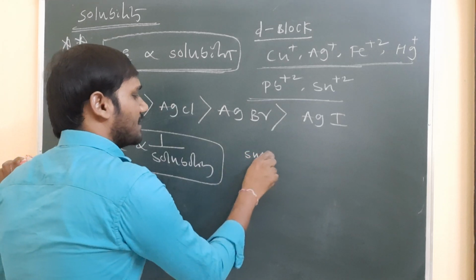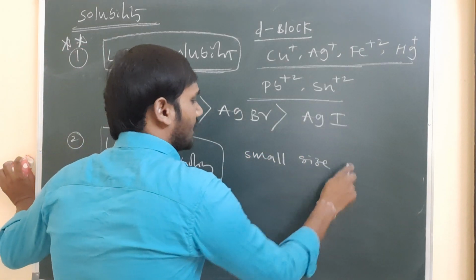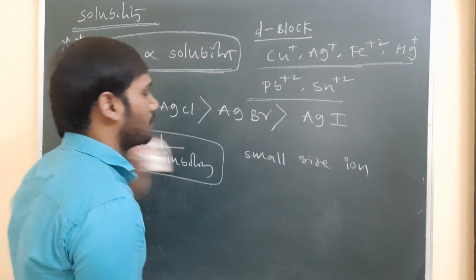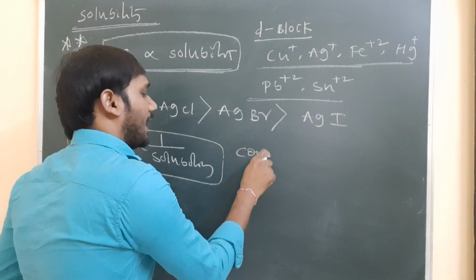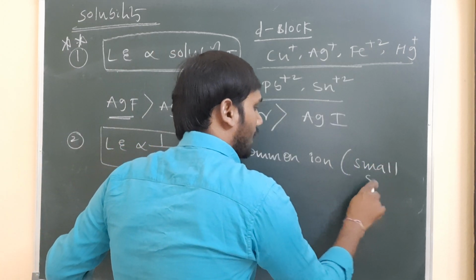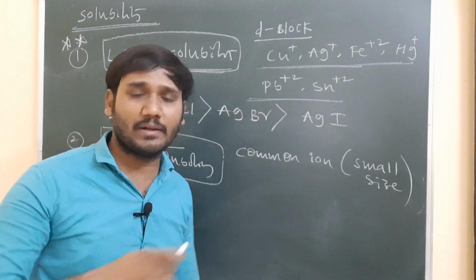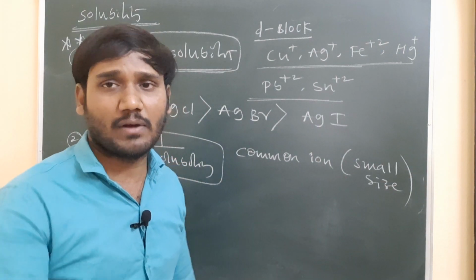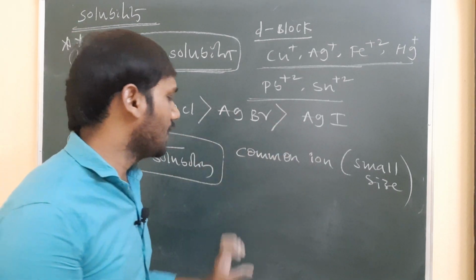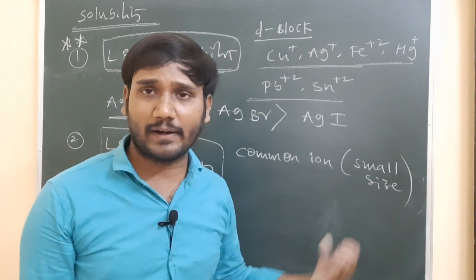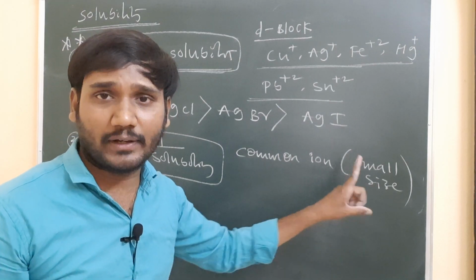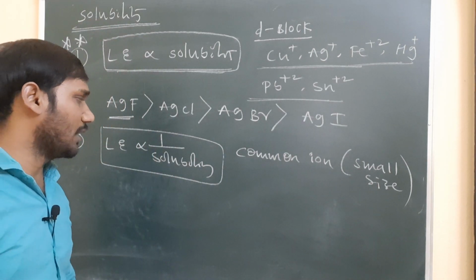So when a small size ion is present, otherwise a common ion, if it is having small size. What is the meaning of common ion? If you take any one of the series, in that any one of the ions is common, like here silver. Whatever the compounds we are taking, if the common ion size is small, at that time the lattice energy is indirectly proportional to solubility.